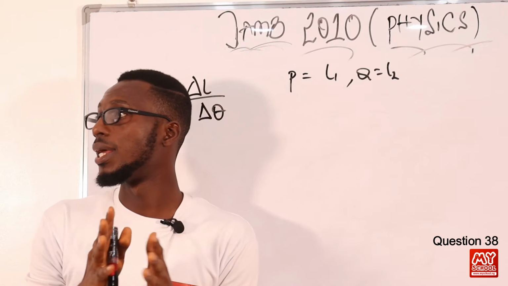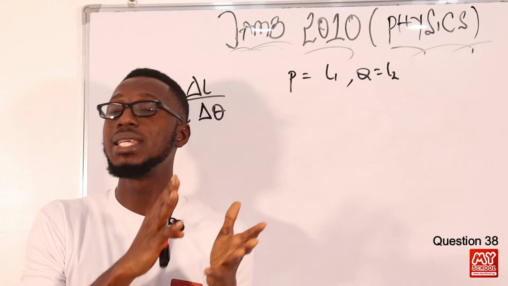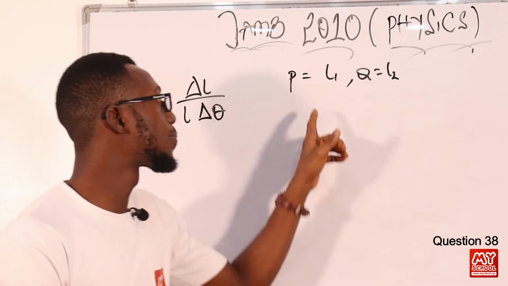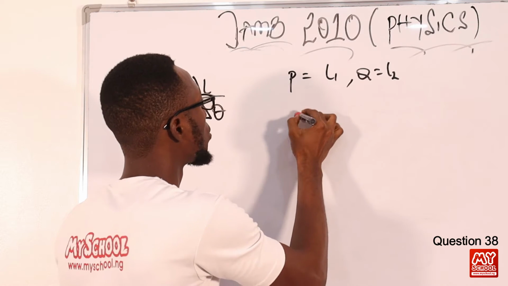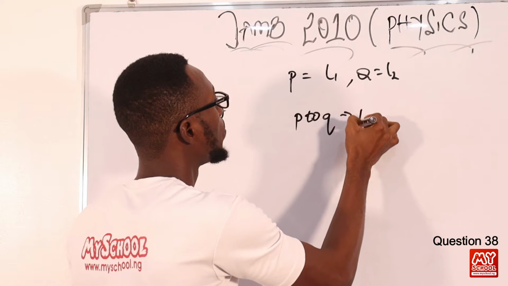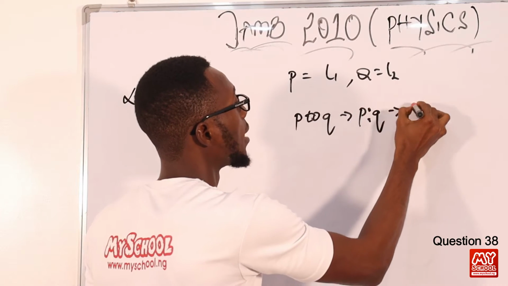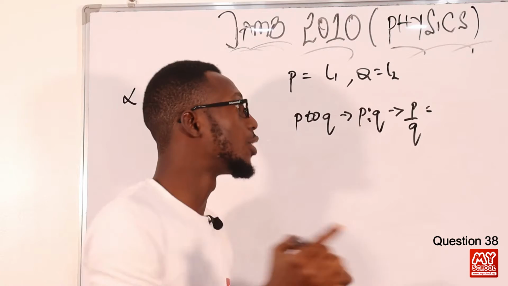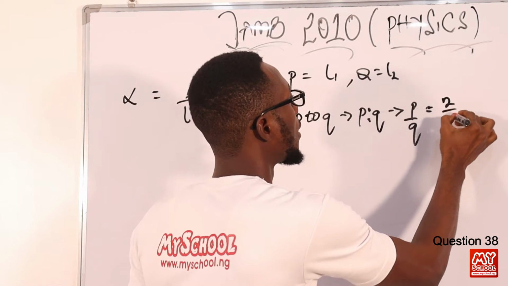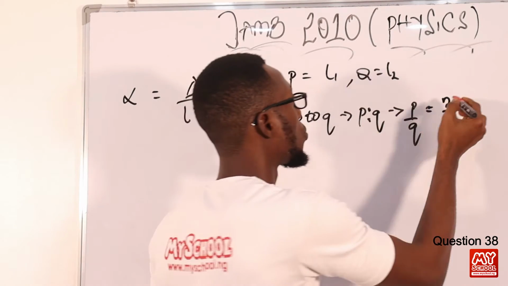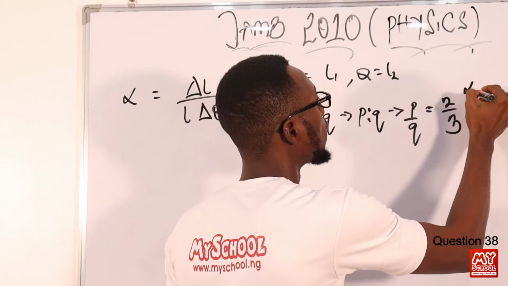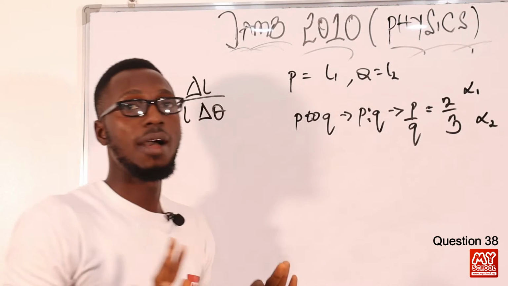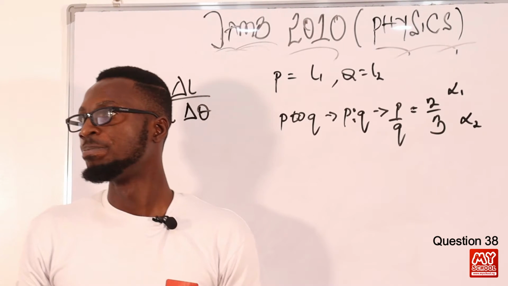We go further. The ratio of the linear expansivity of P to Q, P ratio Q, is the same thing as saying P over Q, and that is 2 ratio 3, or 2 over 3. That's for their linear expansivity. So let me call the linear expansivity of P this and of Q this, so we are having our values sorted out one after the other.